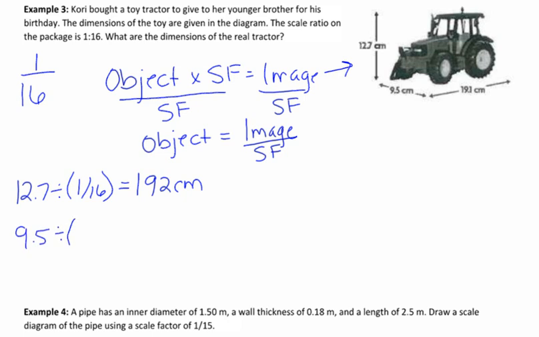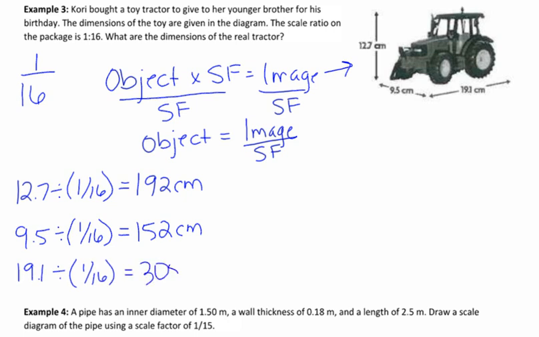9.5 divided by 1 over 16 is 152 centimeters. So that's the width of my tractor. And then the length of the tractor, which was 19.1, divided by my scale factor, is 305.6 centimeters. These are the dimensions of the original tractor.